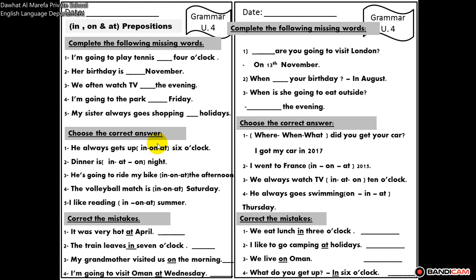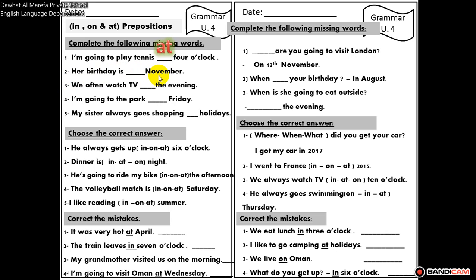Now this is the worksheet in your booklets. You open this now. It's your homework, but I am going to help you with some examples for each and every question, 1 or 2 only, not very much. First of all, you have to complete the missing words using on, in, or at. I am going to play tennis at 4 o'clock.